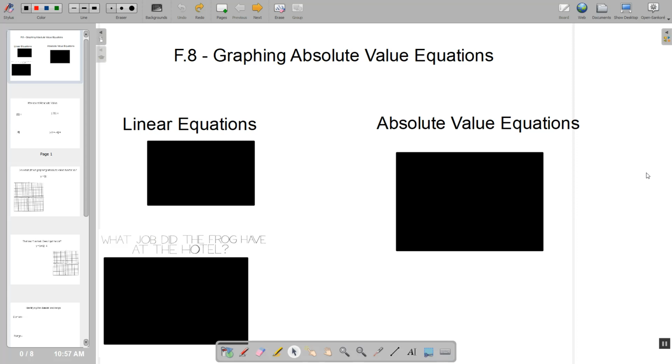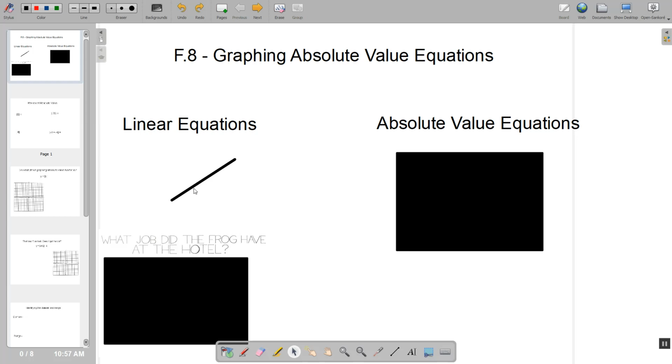Everyone, this video is going to cover graphing absolute value equations or absolute value functions. And when we think about what we've been graphing with so far, we've been graphing lines or linear equations, which frequently look something like that, and they go on infinitely in one direction.